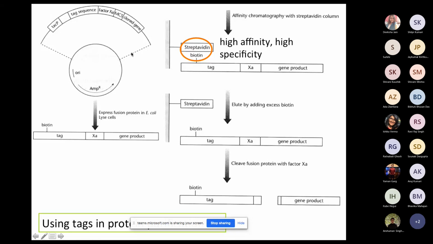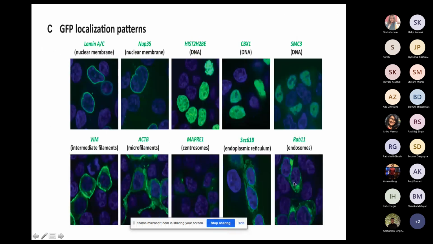Factor 10, sorry. Once you have cloned it here, because the tag used here is a biotin tag, you can pass it through a column chromatography where streptavidin is already bound, and then you get your purified protein. Then you cleave it with factor 10A, and then you get your purified protein. So in this whole topic, many examples are given.